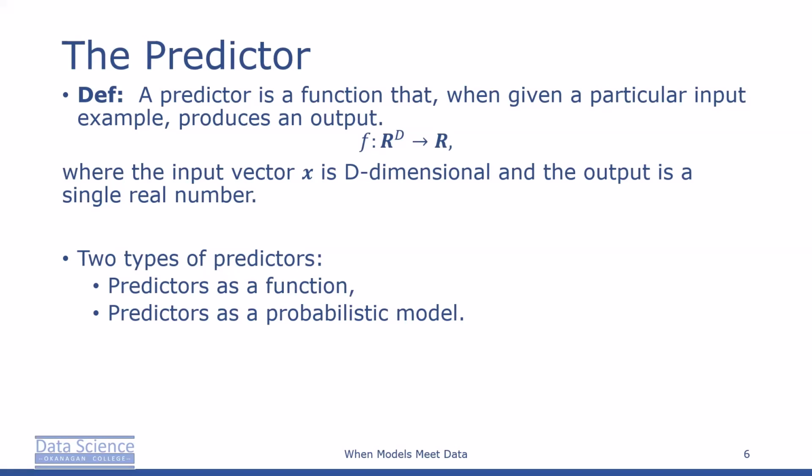A predictor is a function that, when given a particular input example, in our case a vector of features, produces an output. For now, we'll consider the output to be a single number, that is, a real valued scalar output. We can write this as f going from R^d to R, where the input vector x is d-dimensional, or has d features, and the function f applied to it, written as f of x, returns a real number.